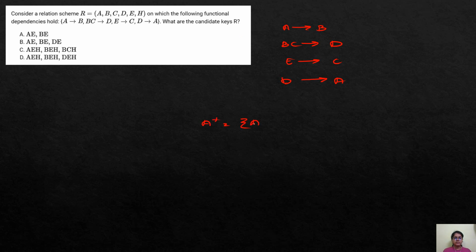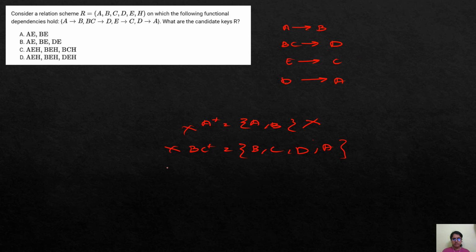A itself determines A, B, and from B, can we derive anything from here? No, I guess. So A is not a candidate key. Cross. Let's check for BC. So B, C, and here we can derive A: from BC we can derive D, and from D we can derive A. Okay, and can we derive anything else? E and H are left, so this is also not a CK.